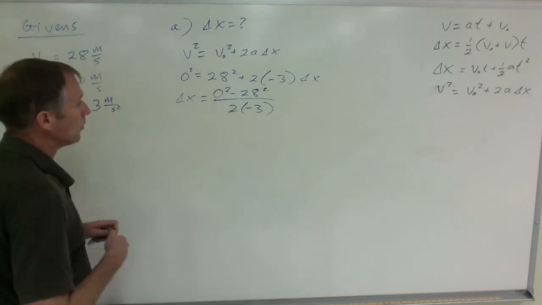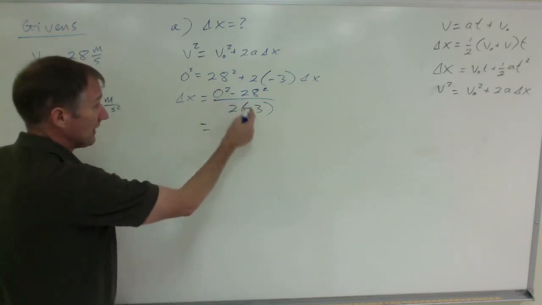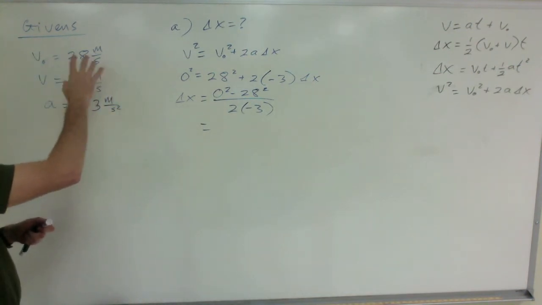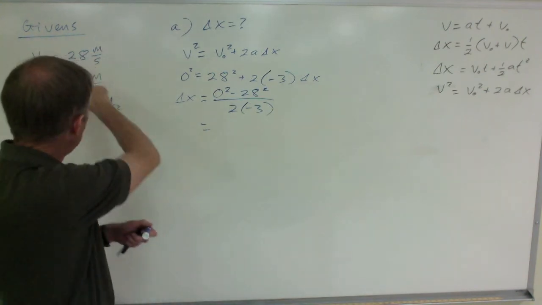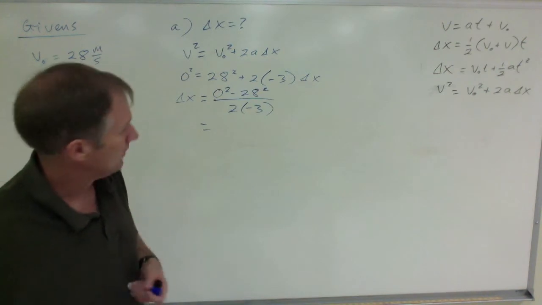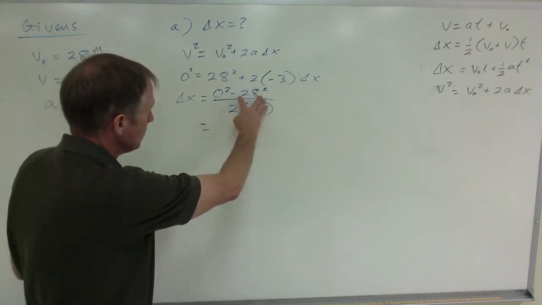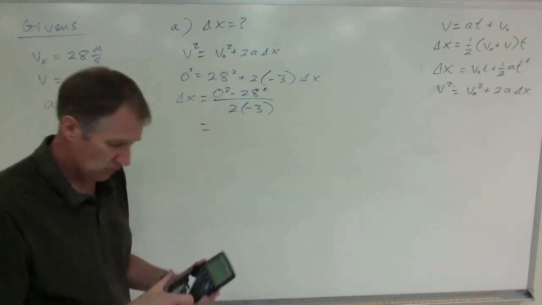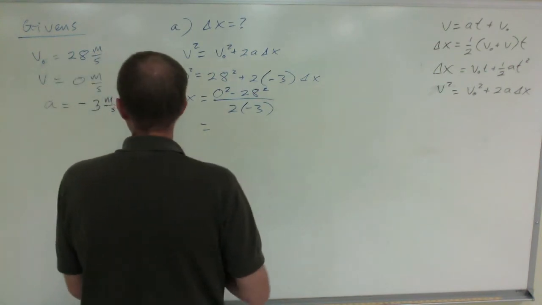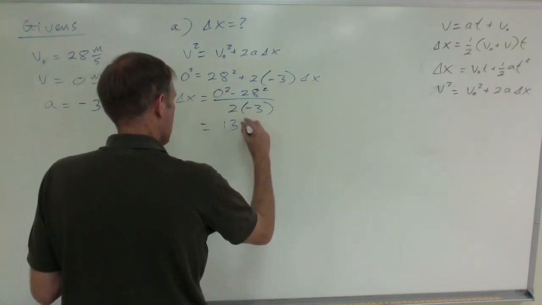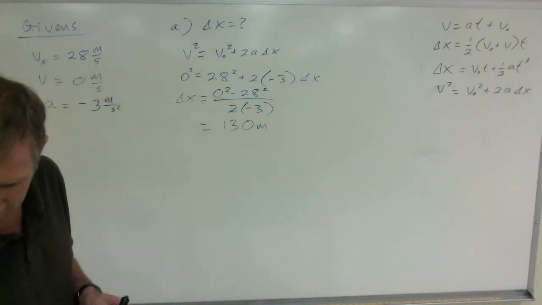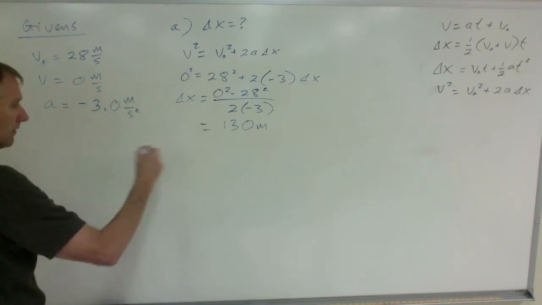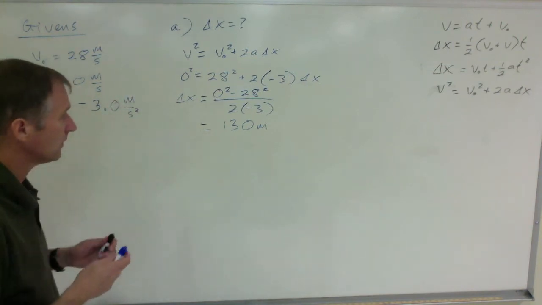Okay, now we'll solve for this. 0, and the negatives are going to cancel out, which makes sense because it's moving in the positive direction. Positive 28 down to 0, it never turns around. It just slows down in the positive direction. Then you take the square root of 28. That comes out to be 130.666 meters. I'm doing this to 2 significant digits, so it's 130 meters.